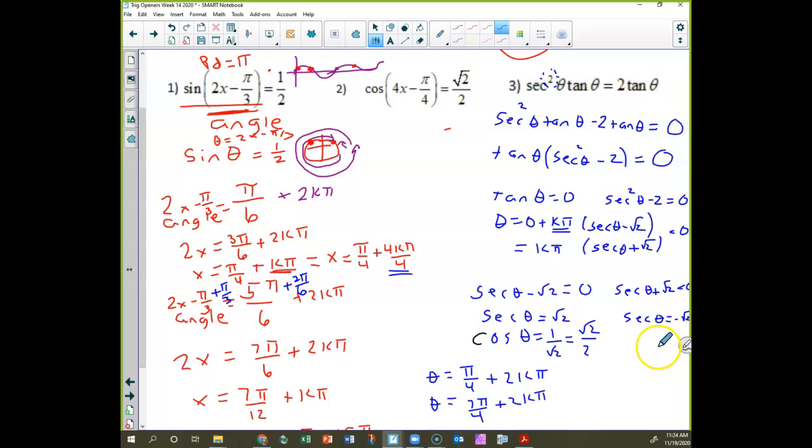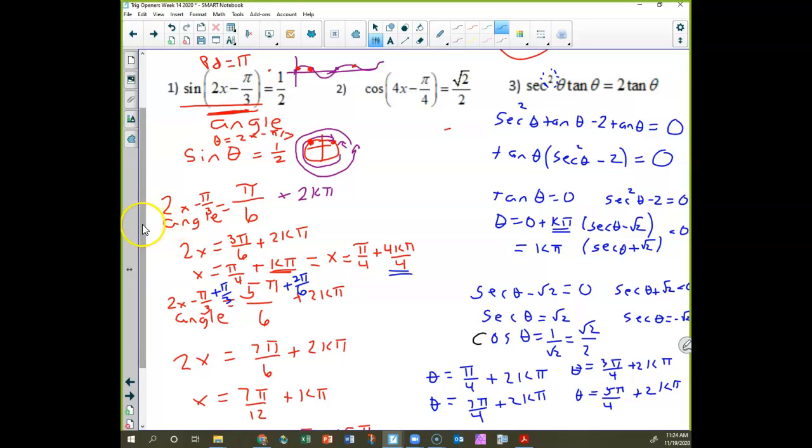So over here, when secant's negative root 2, we're just in the second and third quadrants. So theta is equal to 3 pi over 4 or 5 pi over 4. Now that's not our final answer. Those are all our solutions, but let's make sure right there we don't have any questions. Are there any questions at all solving that?